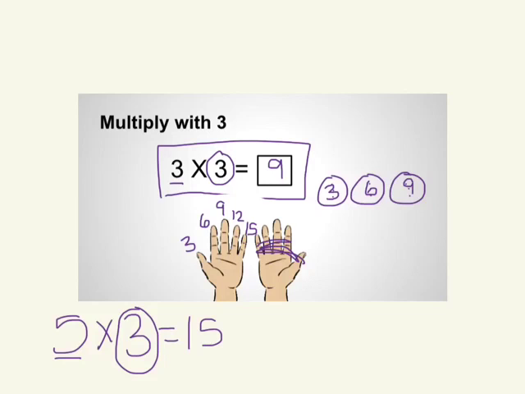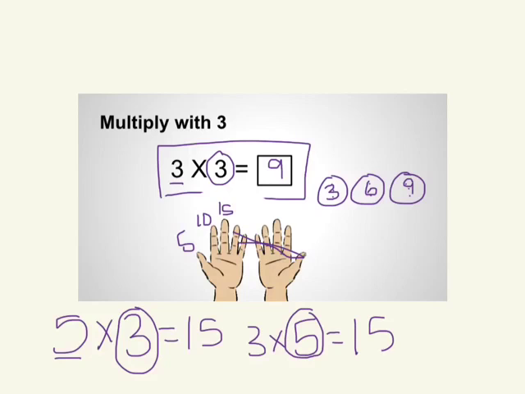Now, if I don't know my 3 count bys, I have another choice. I could also flip it around and do 3 groups of 5 and count by 5s. Let's erase my count bys here. Let's have 1, 2, 3 fingers, because I'm going to count by 5s. 5, 10, 15. So 3 times 5 and 5 times 3 equal 15.